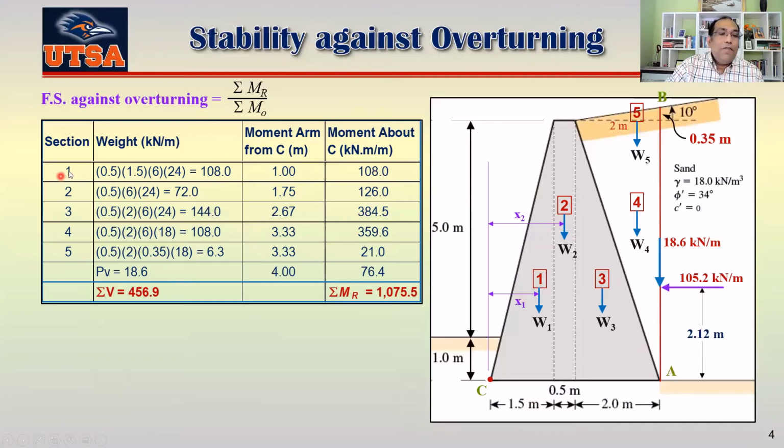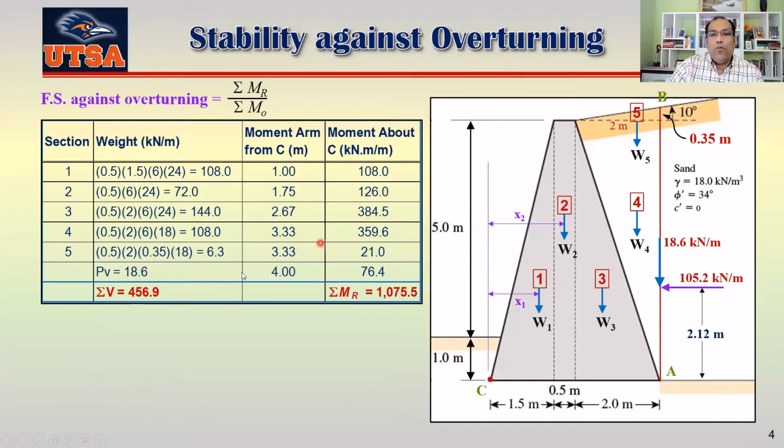You can see for 5 different components here, as well as the PV, that's causing all these moments. The summation of resisting moment is just the sum of all these 6 components, and we get 1075.5. At the same time, what is the summation of vertical forces? That is these 5 weights plus this PV. So we get summation of V equal to 456.9 kilonewton per meter length of the wall.